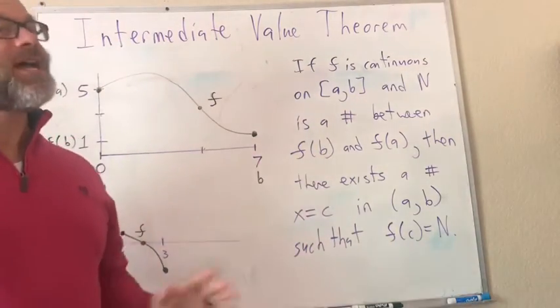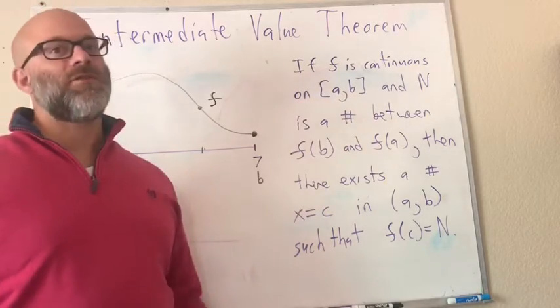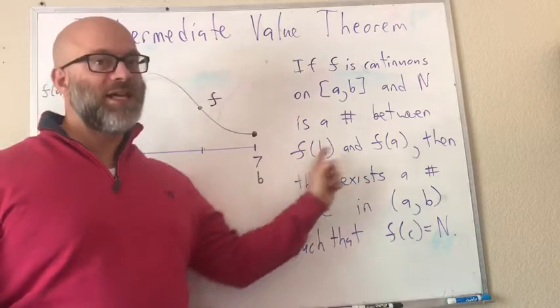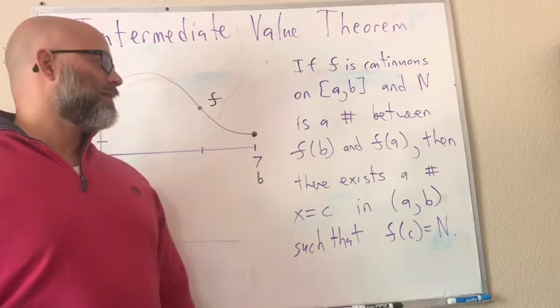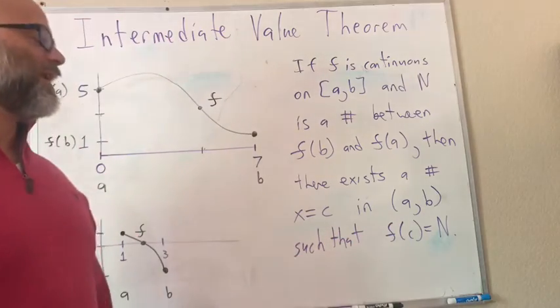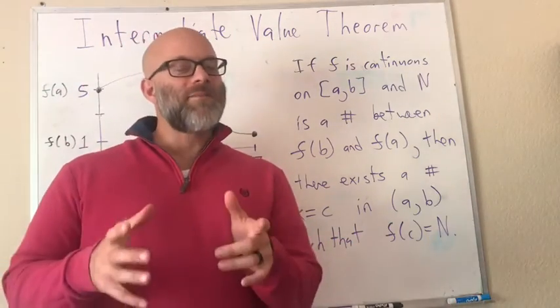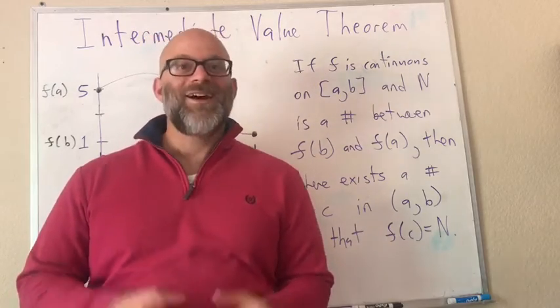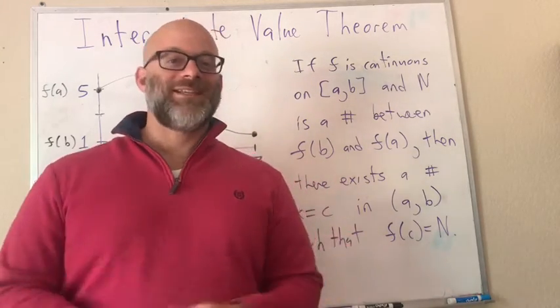Intermediate value theorem. Technically, if f is continuous on the closed interval a to b, and n is a number between f of b and f of a, then there exists a number x equals c in the open interval a to b such that f of c equals n. I remember when I first read that, when I was your age, I was like, what? Okay, so I'll make it sound very easy.